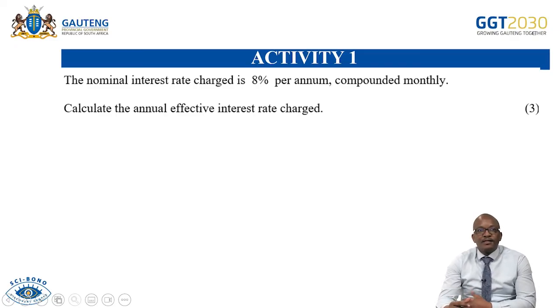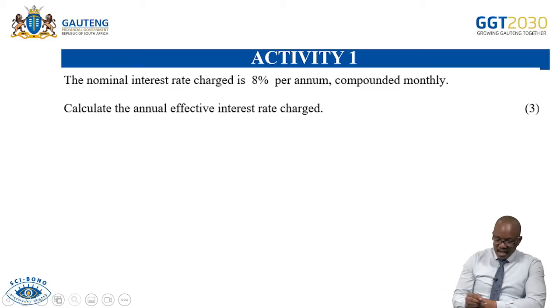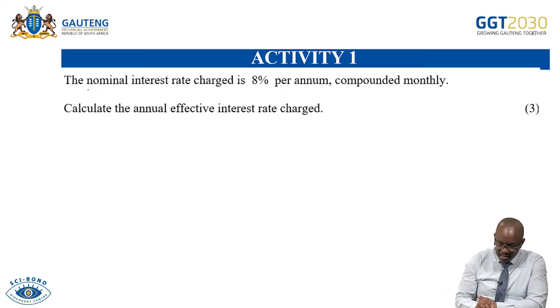So now, the question goes as follows. The nominal interest rate charged is 8% per annum, compounded monthly. You must now calculate the annual effective interest rate charged. Correct. So what is happening here is that we are given a nominal rate. Nominal interest rate is 8%. It means we are given an I norm, which is your 8%.